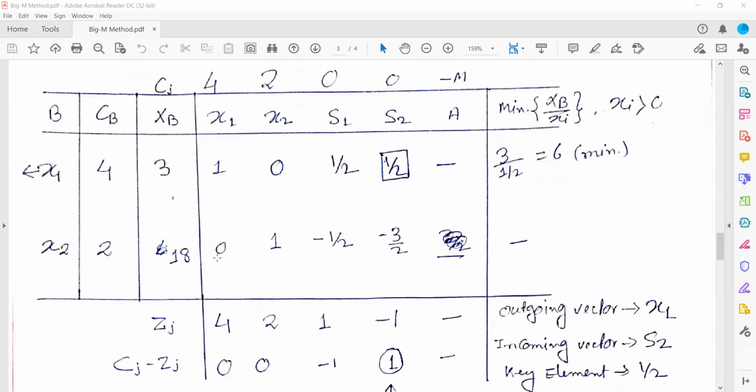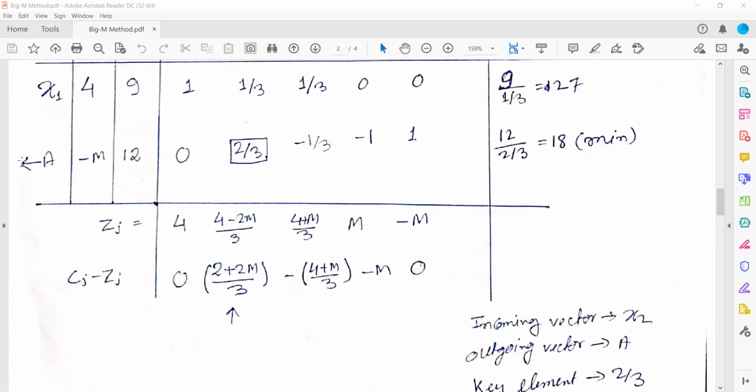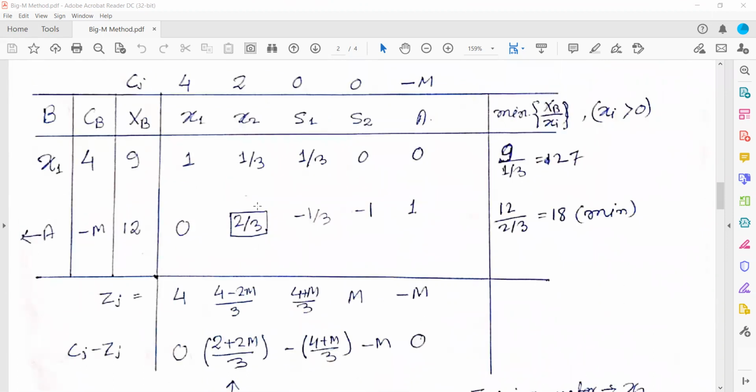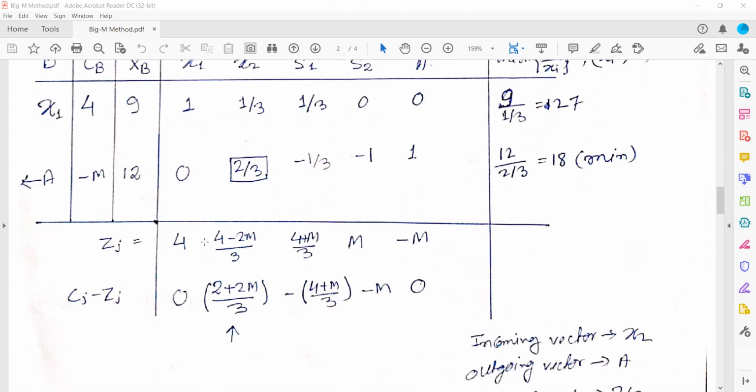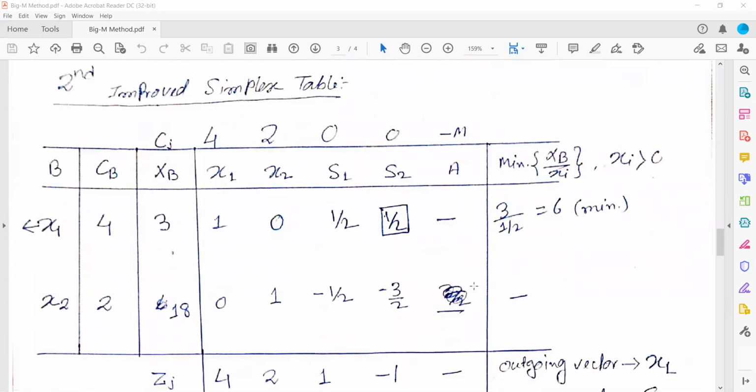So here, all this calculation I have done. Then we have made it 0. So simplified, and then we have written. So this A is removed by what? A is replaced by what? A is the outgoing vector. And what is the incoming vector here? X2. So here X2 will come. And what is the coefficient of X2 in the objective function? That is your 2. So X2, then 2 here. Then all simplification will be done here.